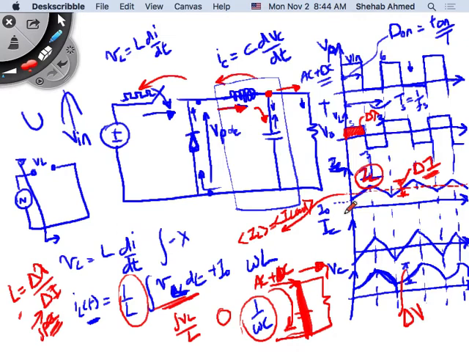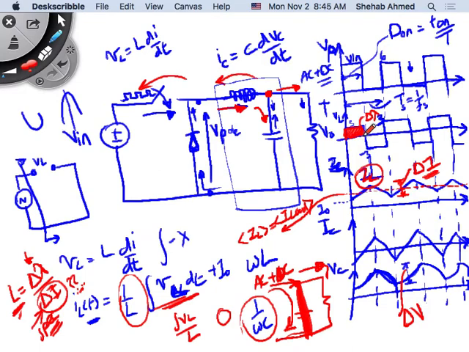So what happens if I increase switching frequency? What happens to my ripple when I increase switching frequency, for the same value of inductance? Inductance is fixed. I'm asking what happens to my ripple current. When I increase switching frequency, what is the effect on my delta lambda? I said delta lambda is the area under this curve. If I increase switching frequency, what happens?